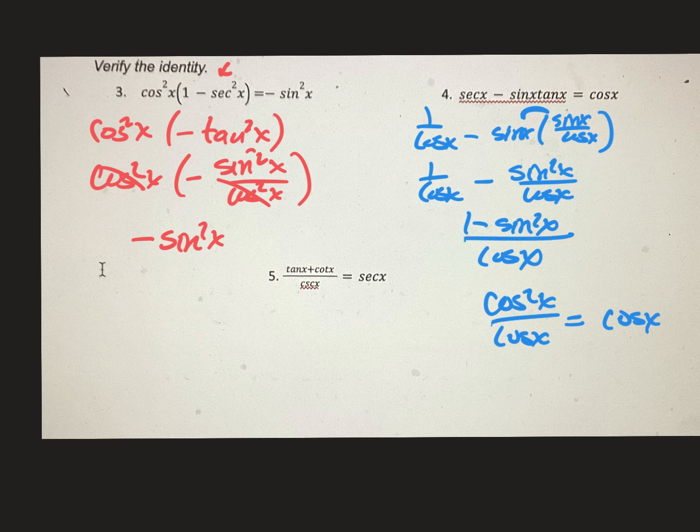All right, let's keep going. One more of these. Number 5, I've got to make that left-hand side look like secant. So again, let's just change everything. I've got, let's see, tangent plus cotangent.